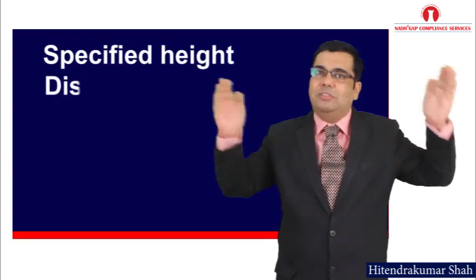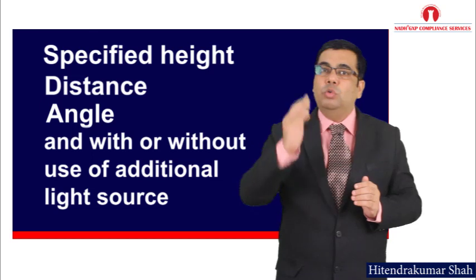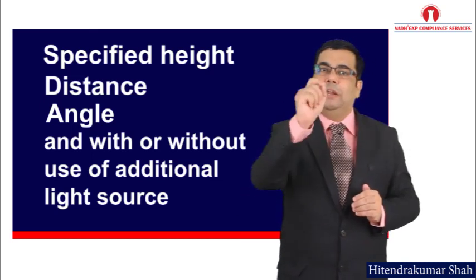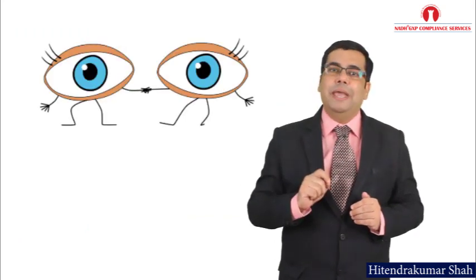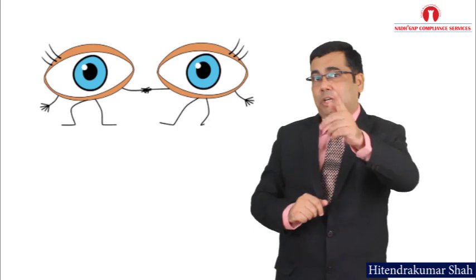The inspection procedure should be so elaborate that the inspector inspects the equipment from a specific height, distance, or angle, with or without the use of an additional light source, which can enable the person to detect the residue. Under this scenario, the person's eyesight also plays a prime role. Hence, the eyesight of the personnel involved in visual inspection of equipment should also be checked.